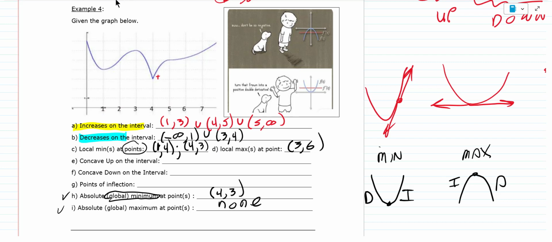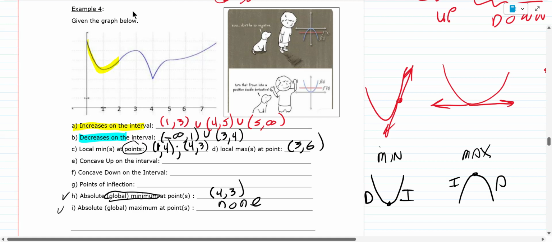So the thing that happens a lot of times with students on this is they have a hard time locating points of inflection, okay? So concave up is going to be the smile, and that would be there. That would be one place where you're concave up, okay? Another place you're concave up is right here, okay?